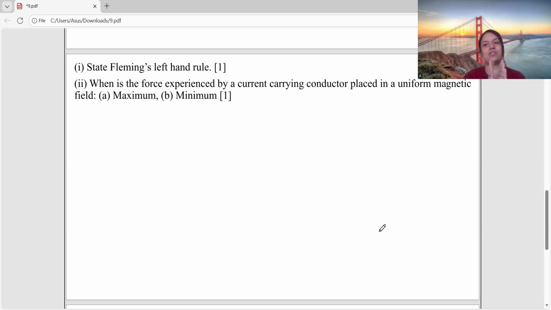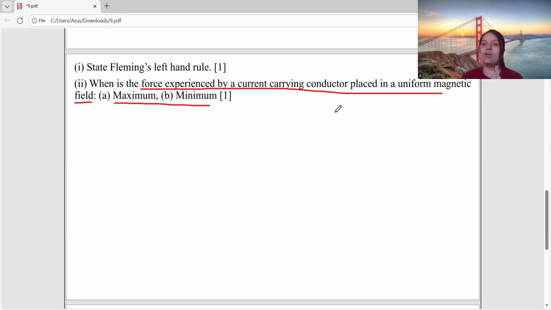Clearly, the statement has to be mentioned. All the fingers, which finger denotes what, has to be mentioned, and where you are getting the force or motion, that has to be mentioned. So you will get the marks. Let's go to number 2. When is the force experienced by a current carrying conductor placed in a uniform magnetic field maximum or minimum?